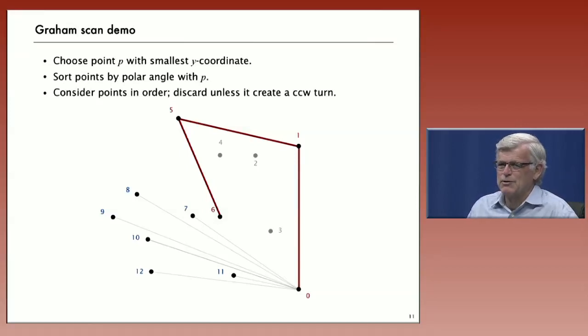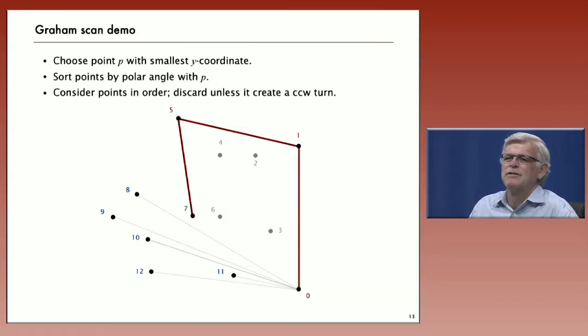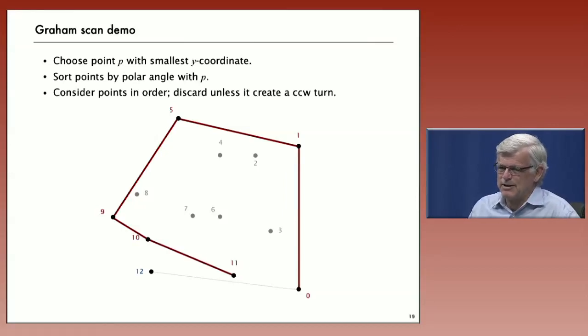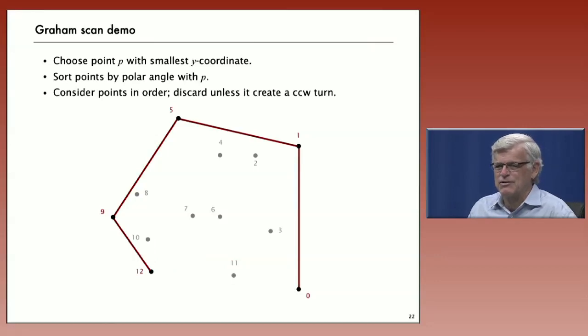As far as we know, it could be, but as soon as we hit 7, we know that it can't be because that's a right turn. So 6 is not there. We go to 8. Nope, 7 can't be on the convex hull. Go to 9. 8 can't be on the convex hull. Now we go to 10 and 11. As far as we know, they could be. If 12 weren't there, they would be. But as soon as we hit 12, we see that 11 can't be on the convex hull and 10 can't be on the convex hull. And that completes the computation of the convex hull with the Graham scan.